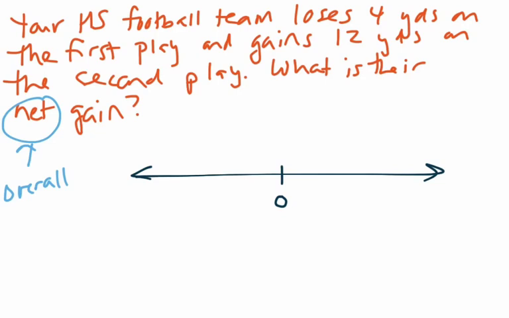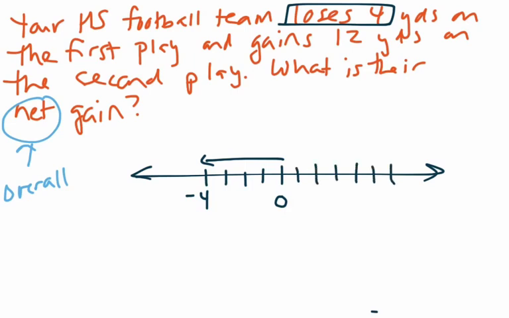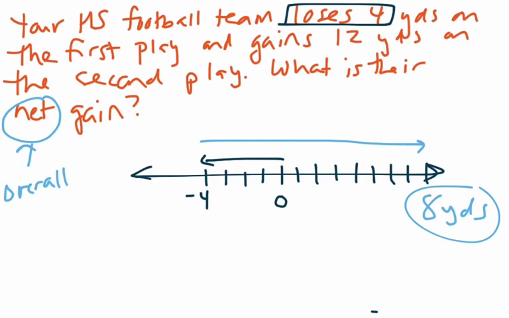So they lose 4 yards. You can think of losing as moving to the left. So we go 1, 2, 3, 4. So -4 means they've lost 4 yards. Then they gain 12 yards. So starting from where they've lost yards, now they're going to go 12 in the positive direction, so they're gaining. 1, 2, 3, 4, 5, 6, 7, 8, 9, 10, 11, 12. Where does that put them? We need to count 1, 2, 3, 4, 5, 6, 7, 8. So they have an 8-yard gain overall.